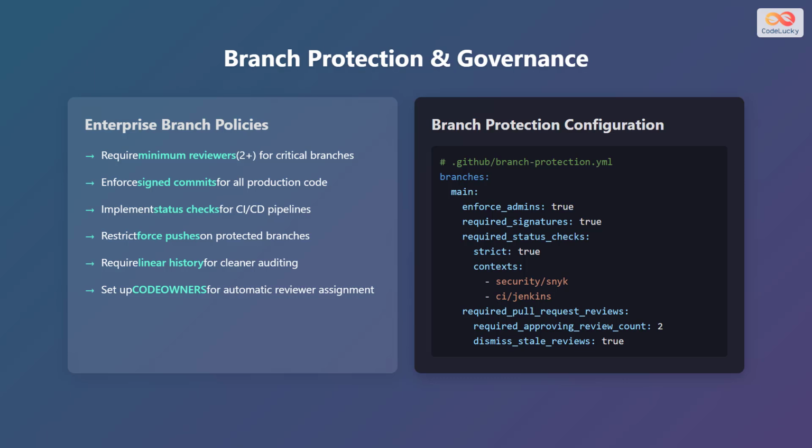A branch protection configuration file, such as .github/branchprotection.yml, can automate these policies. This file specifies rules like enforcing administrator privileges, requiring signed commits, defining required status checks such as security or Snyk, and continuous integration or Jenkins, and setting the number of required approving reviews.